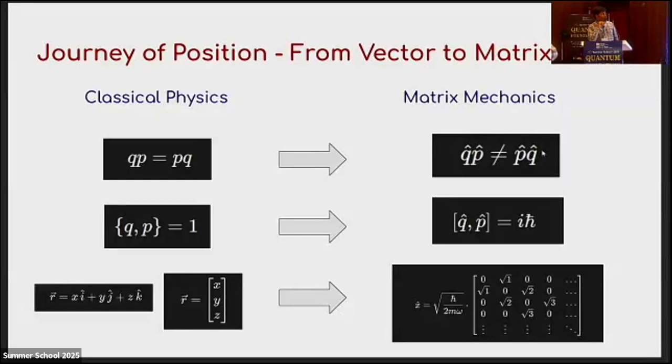As science progressed, we shifted from classical mechanics to quantum mechanics, where position and momentum were assumed independent and commuting. But when Heisenberg was trying to explain the hydrogen atom spectra, he found that these two operators, position and momentum, were not commuting. From here, we transferred from vectors to the representation of matrices.